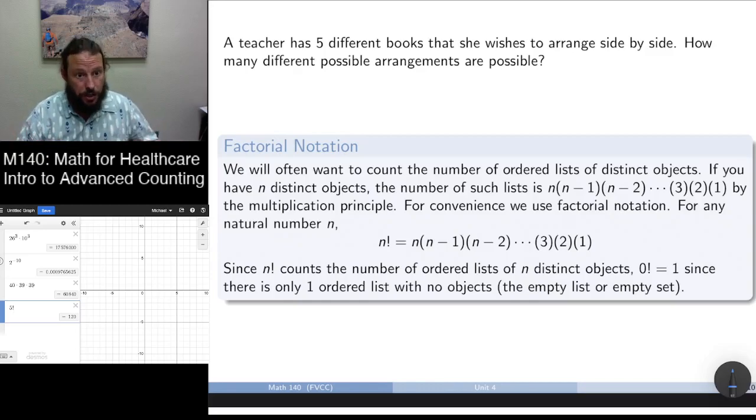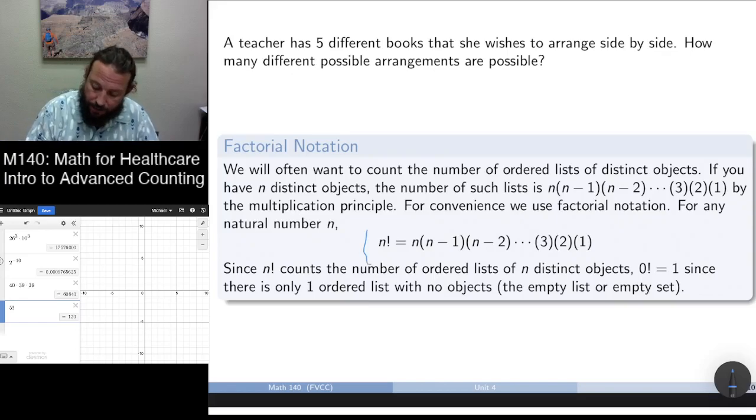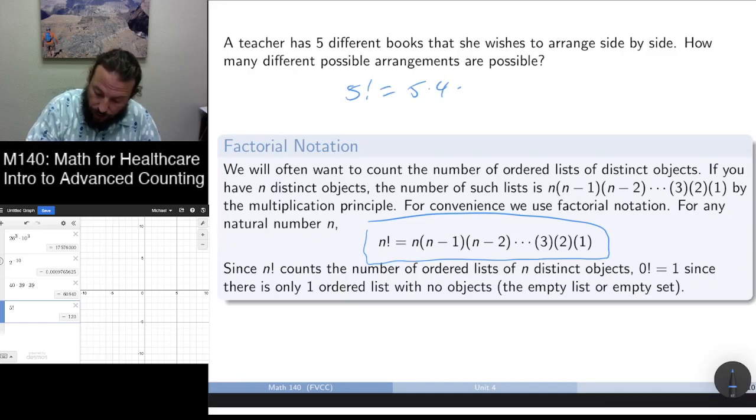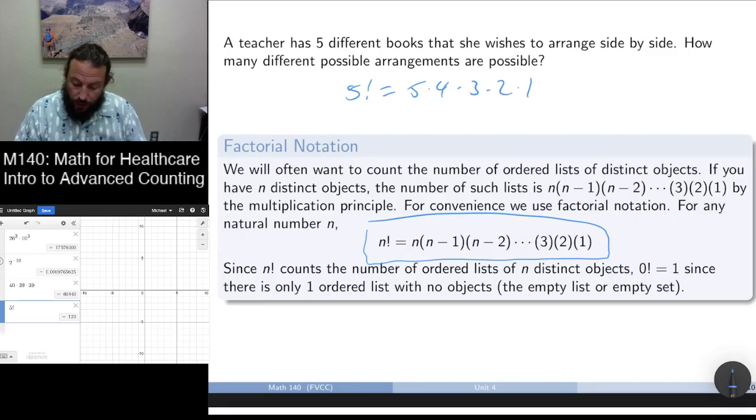So it's the multiplication principle. For convenience, we write that as n factorial. Notice our 5: 5 factorial was 5 times 4 times 3 times 2 times 1. So n factorial counts the number of ordered lists of n distinct objects.